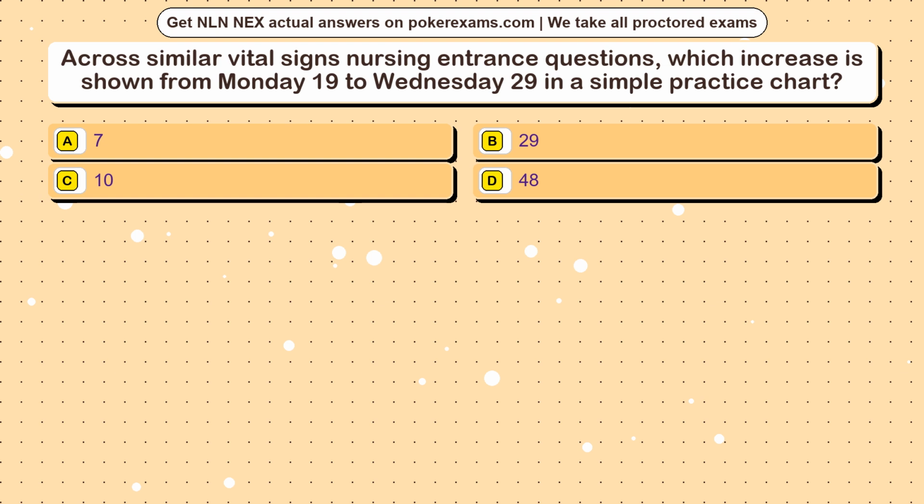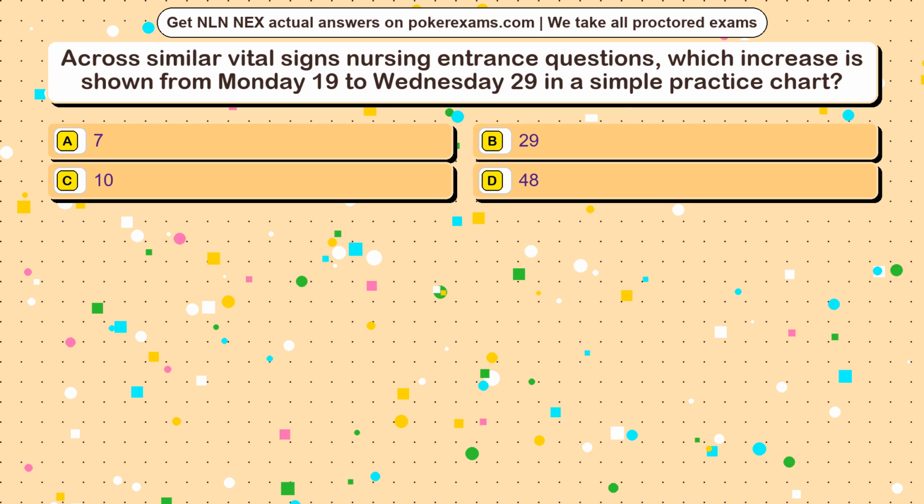Question 20. Across similar vital signs nursing entrance questions, which increase is shown from Monday 19 to Wednesday 29 in a simple practice chart? Option A, 7. Option B, 29. Option C, 10. Option D, 48.